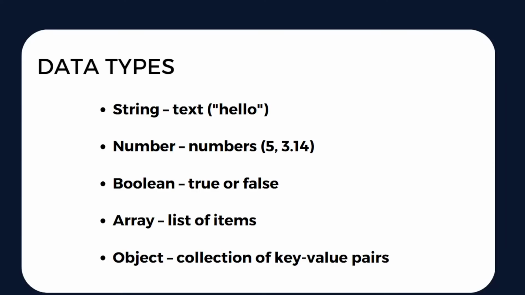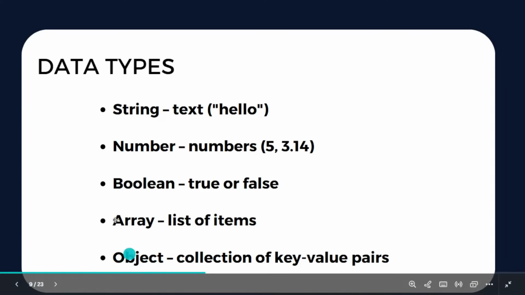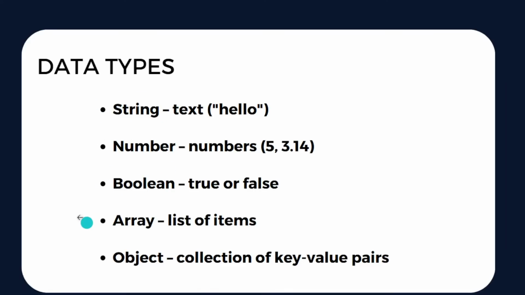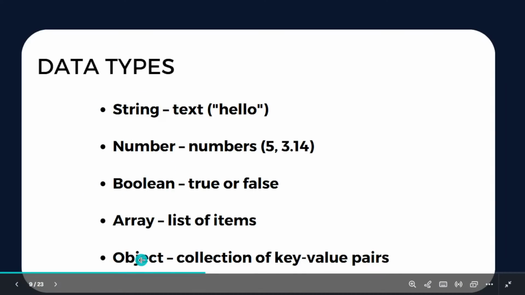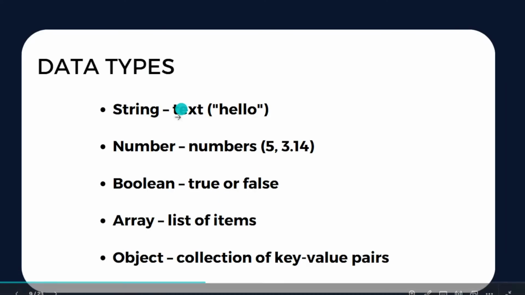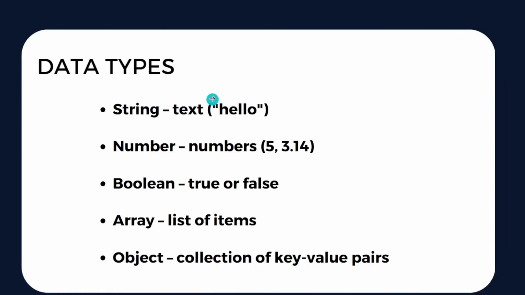And in JavaScript, we also have data types. There is string, number, boolean, array, object. These are the data types in JavaScript. String is nothing but text, normal text, inside of the double quotes. We already saw the same thing for string in Python.